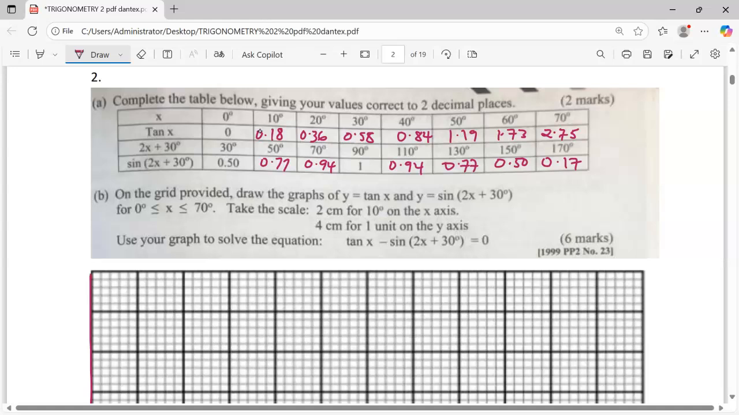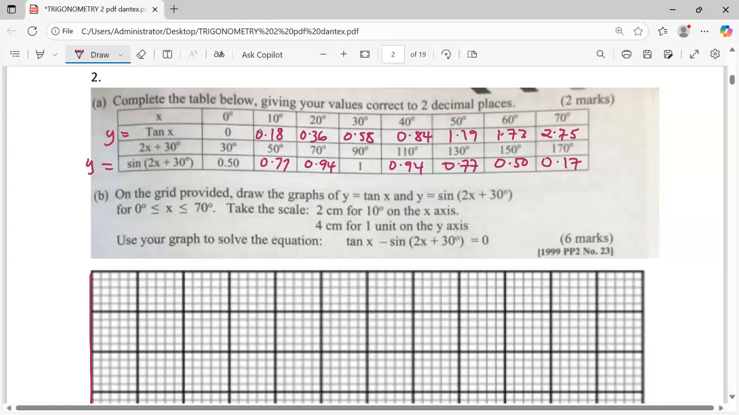On the grid provided, draw the graphs of y equals tan x, then y equals sin 2x plus 30. We have been given the scale to use, that is 2 centimeters for 10 degrees on the x-axis. I'm going to use a different scale here, but anytime you are instructed to use the scale given, you must strictly use that scale, otherwise you're going to lose marks.